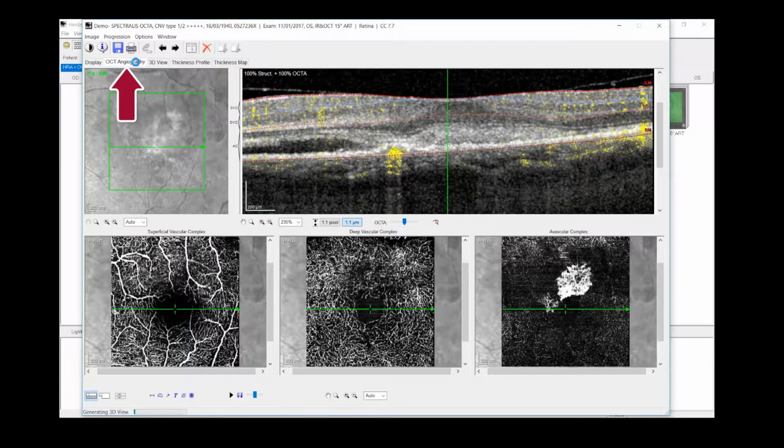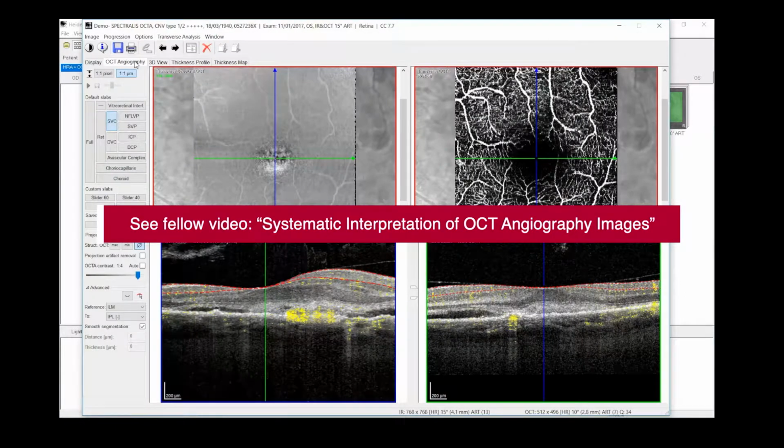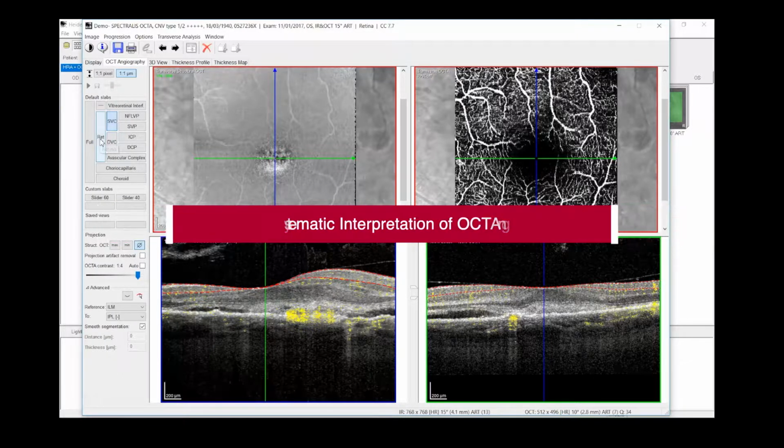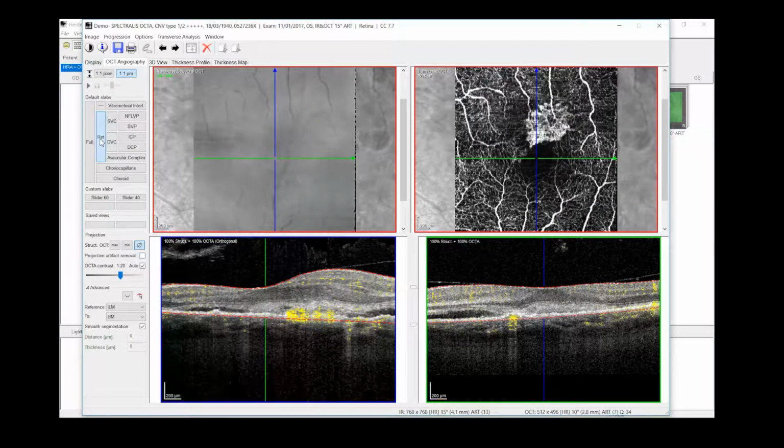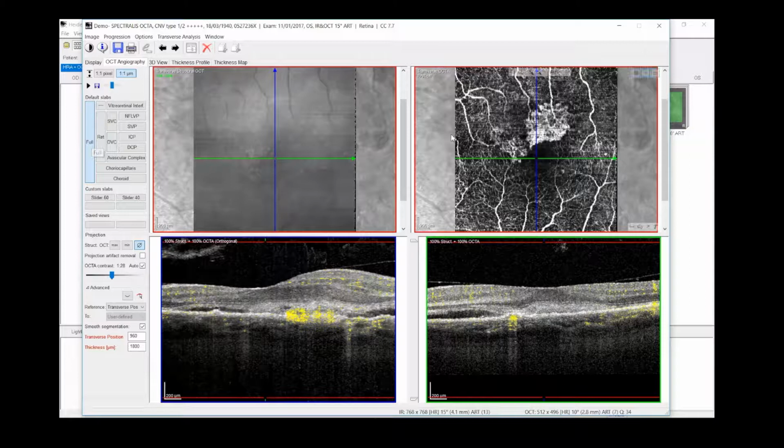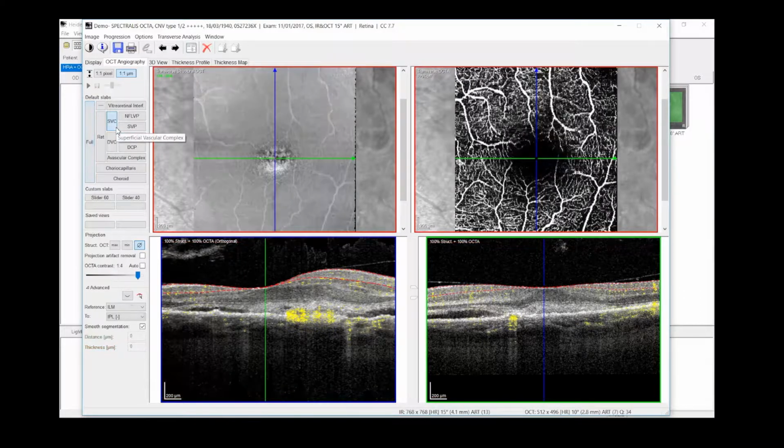Moving to the OCT Angiography tab allows us to apply our systematic approach to evaluating the images. We start out by looking at the retinal segmentation. This identifies a vascular lesion. Using the full segmentation, identifies a second vascular lesion. Both of these show overlying retinal vessels, so we know that these are in a subretinal location.